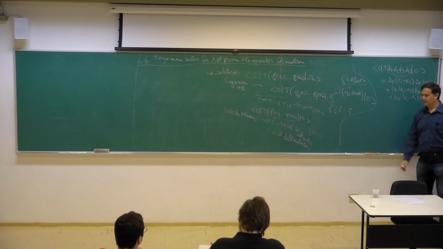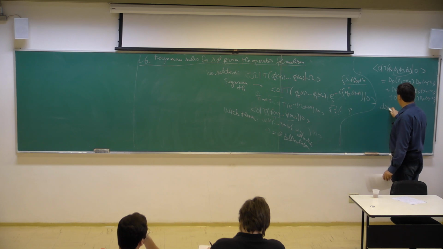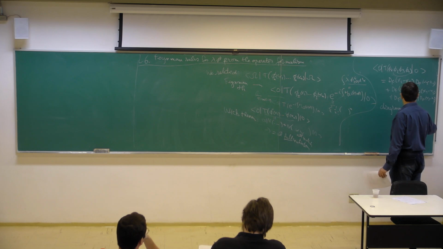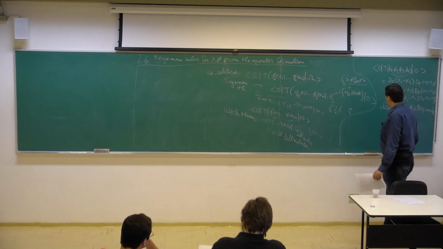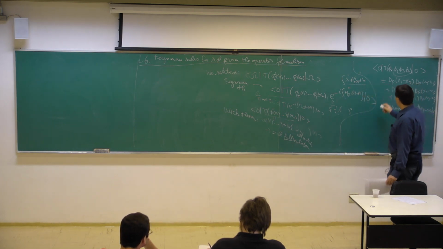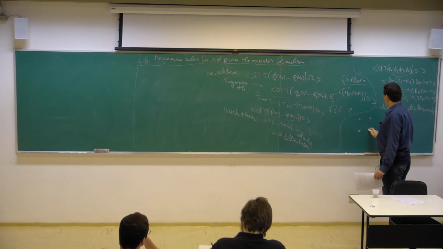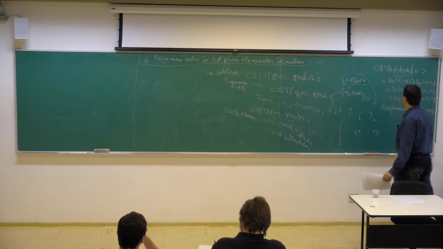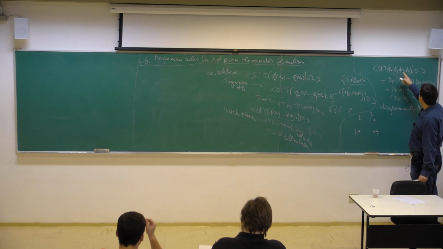And now, as a first step, we make a diagrammatic representation of this. So we say, well, we have 4 points, let's say. And so these are the 4 points in the 4-point function. And these terms correspond to various ways of connecting them.